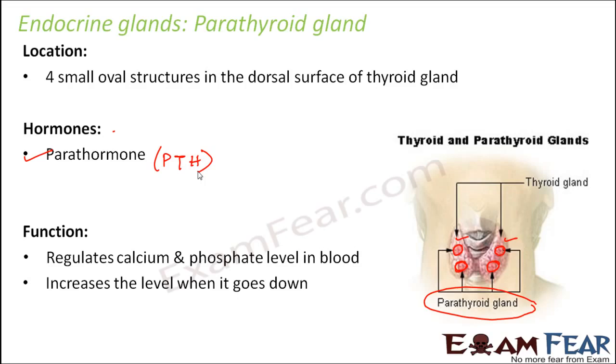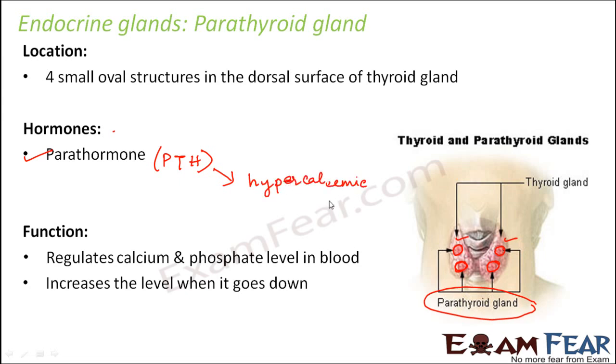So that means parathormone and thyrocalcitonin together regulate the level of calcium and phosphate. If the calcium and phosphate level in blood becomes too high, then thyrocalcitonin will bring it down, and if the level of calcium and phosphate in blood becomes too less, then the parathyroid gland, the parathormone, will bring it up. So these two hormones maintain the calcium balance in the body. Now, since it increases the level of calcium in blood, this hormone is also known as hypercalcemic hormone.